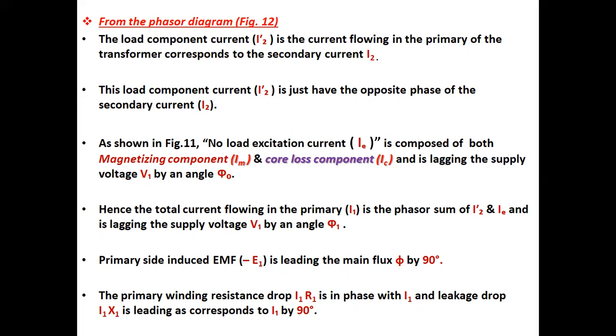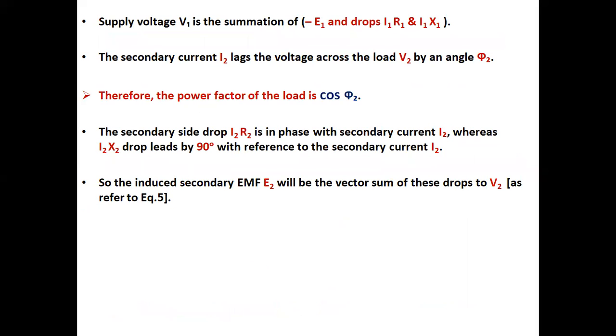The primary side induced electromotive force, that is minus E1, is leading the main flux phi by 90 degrees. The primary winding resistance drop I1 R1 is in phase with I1, and the leakage drop I1 X1 is leading I1 by 90 degrees. Supply voltage V1 is the summation of minus E1 and the respective drops I1 R1 and I1 X1.